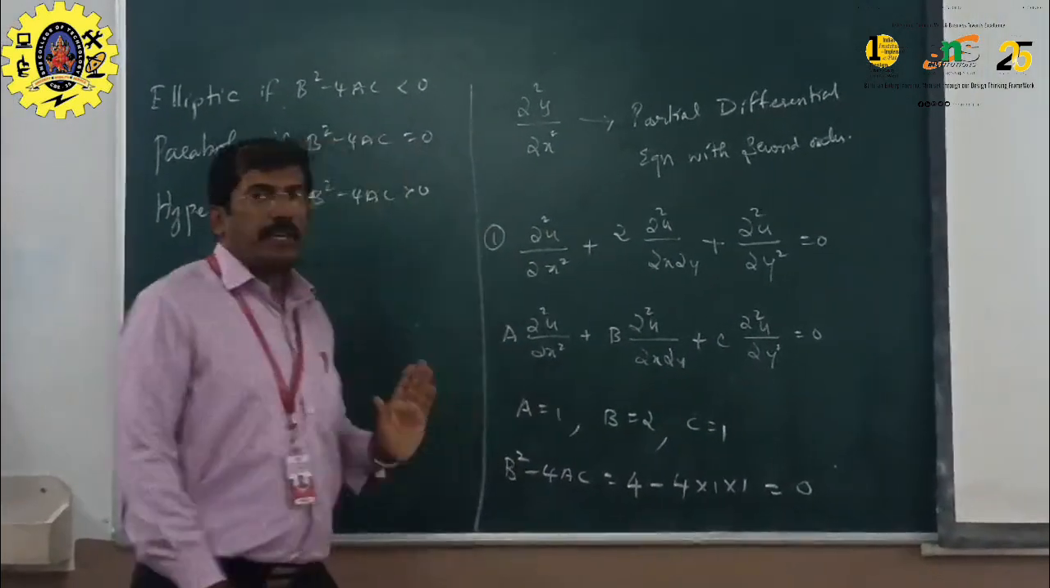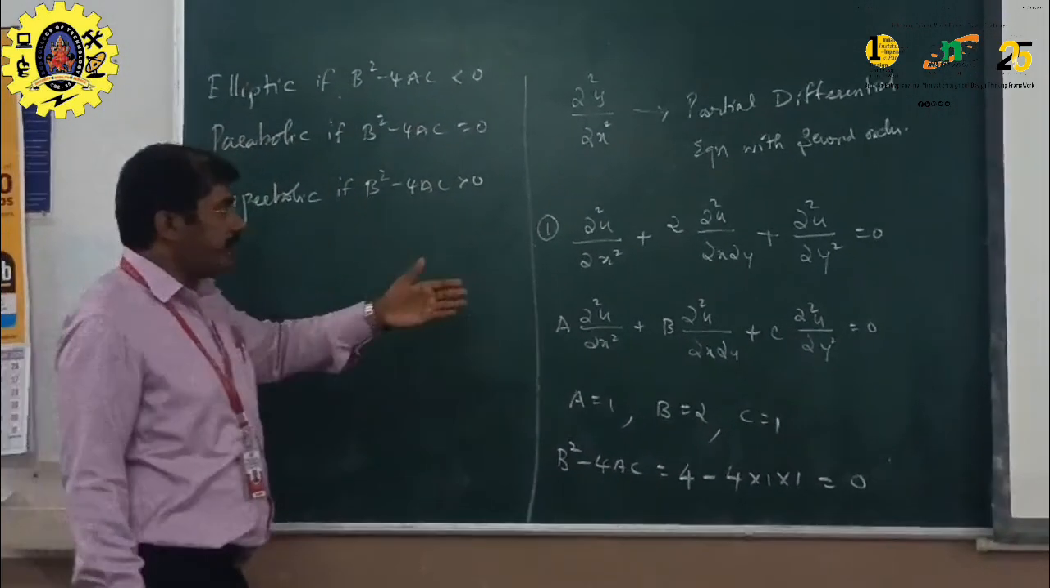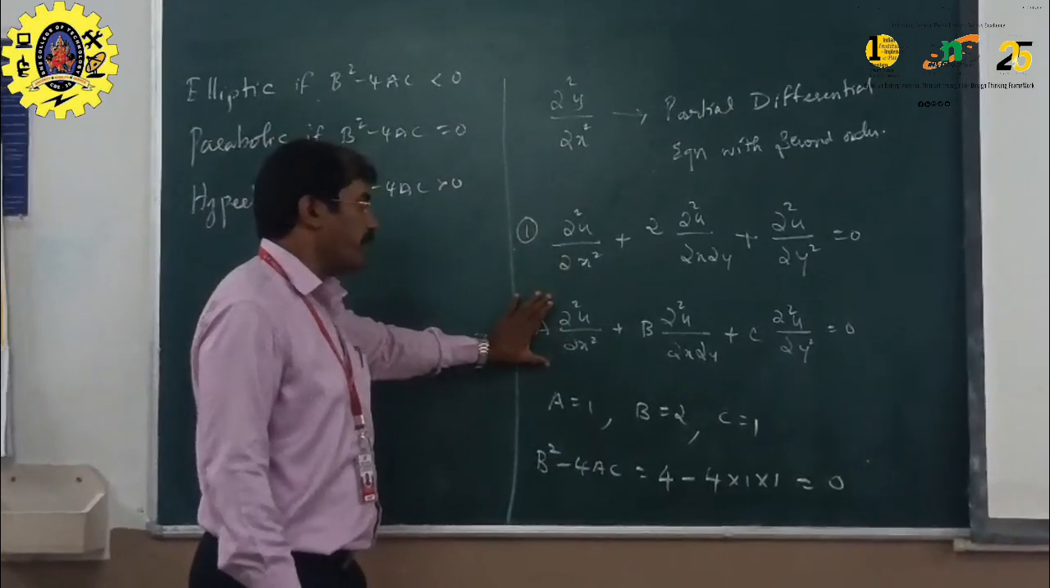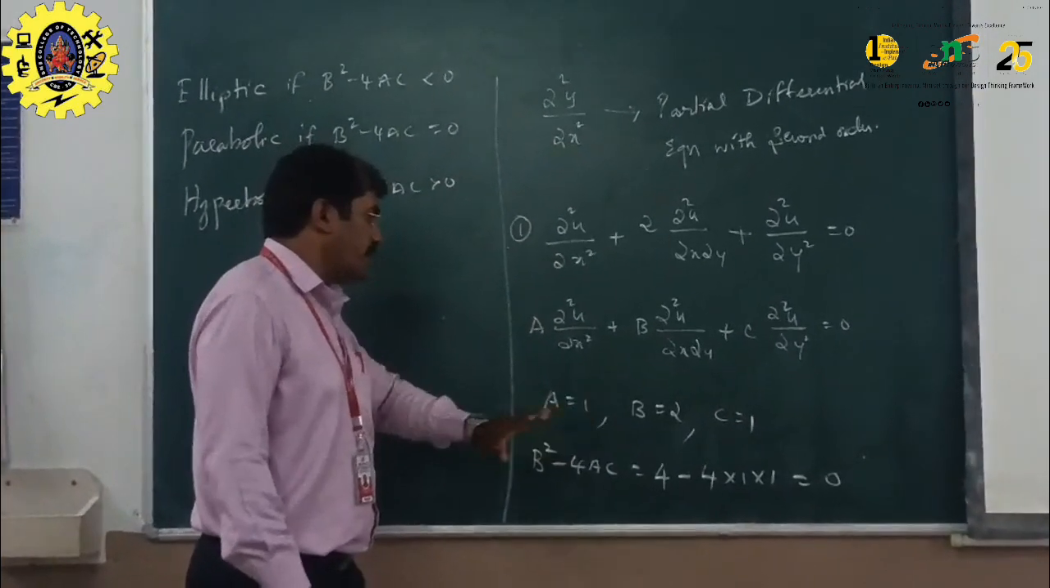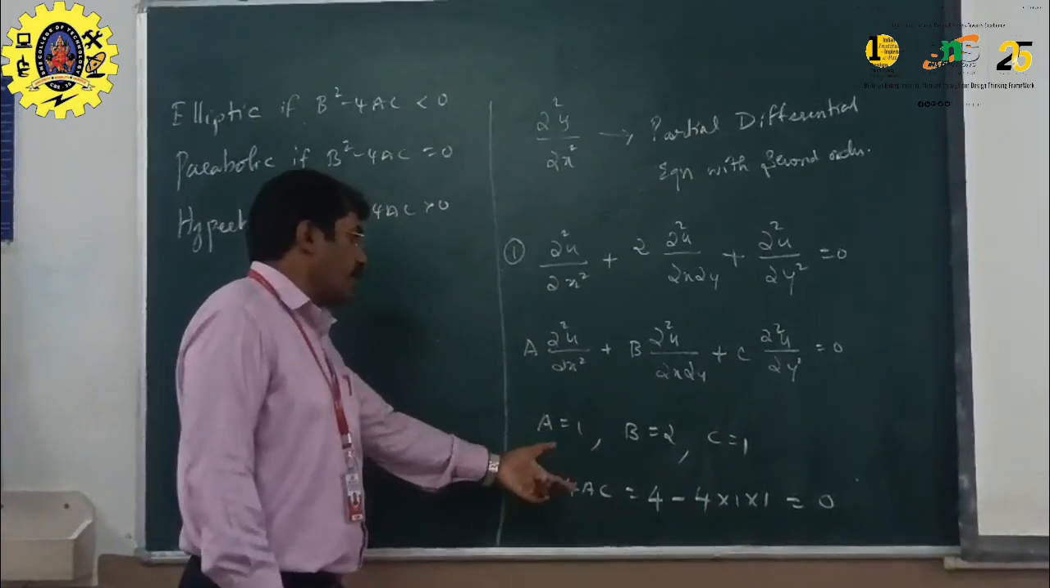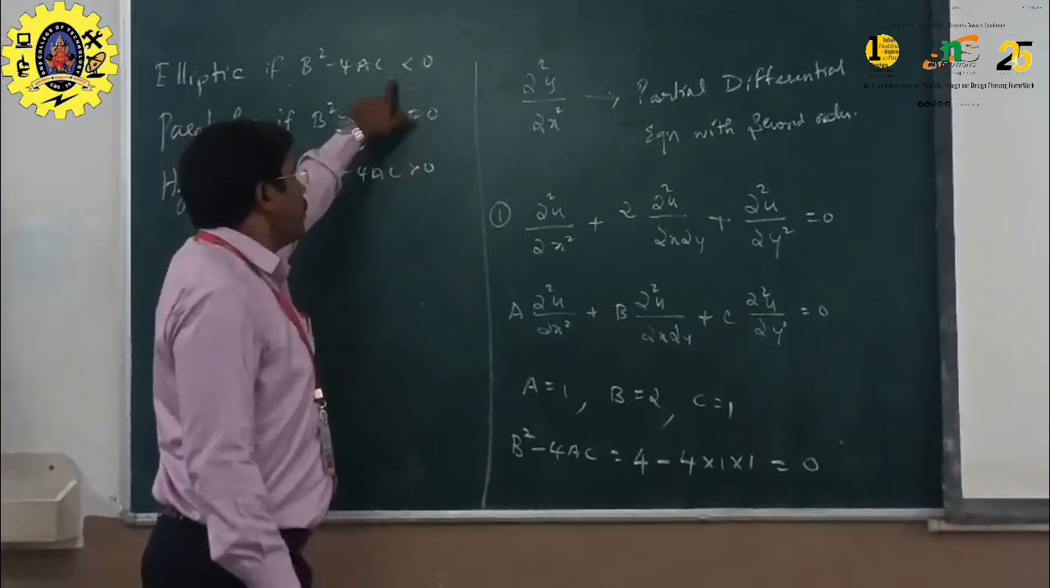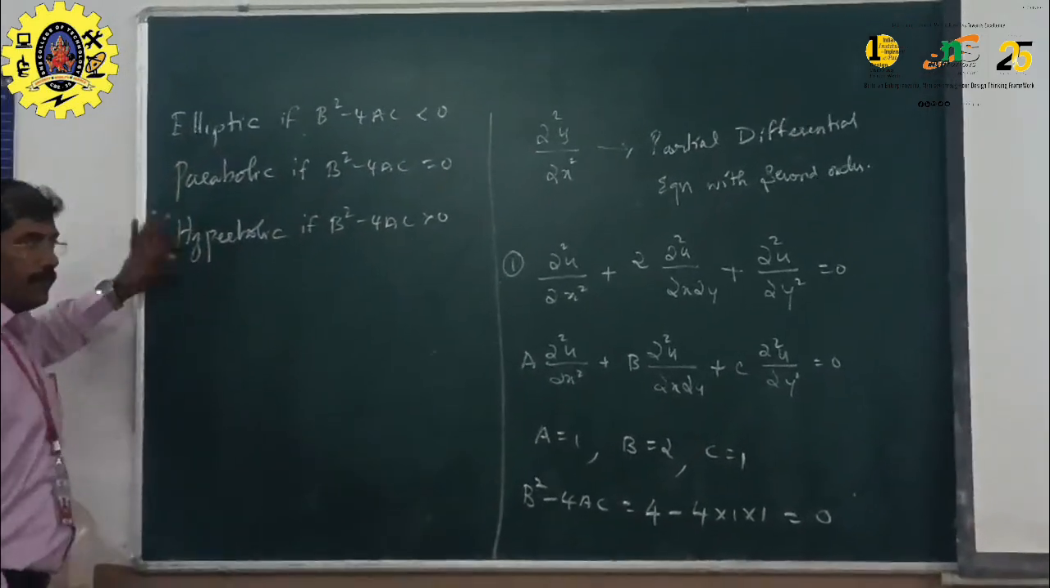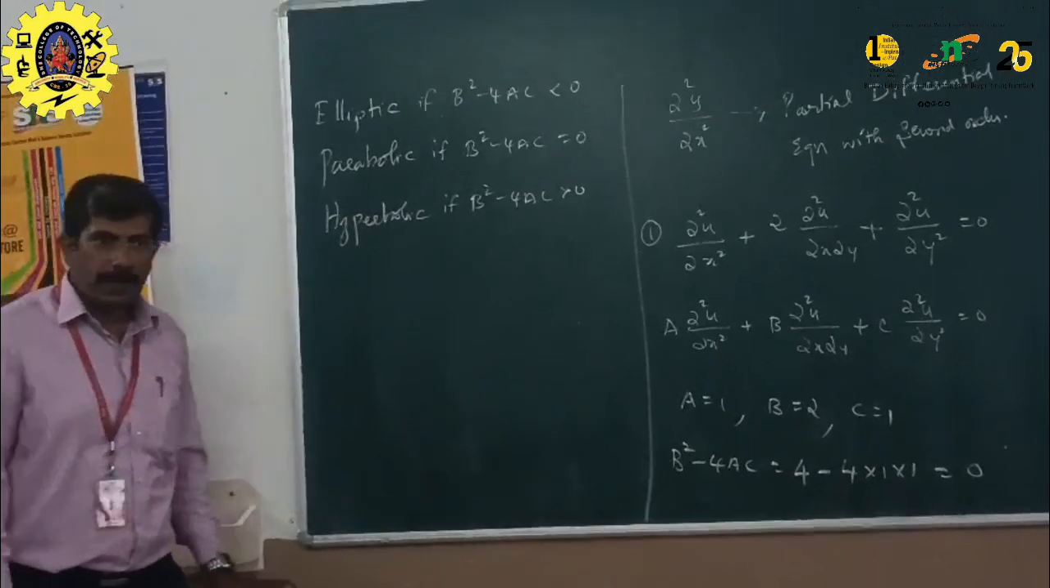Likewise, after seeing a question, you can compare with the general form, list out what A, B and C are, and substitute in the discriminant, and it will be one of these kinds. That way you can say what kind of equation it is. Okay, clear? Thank you.